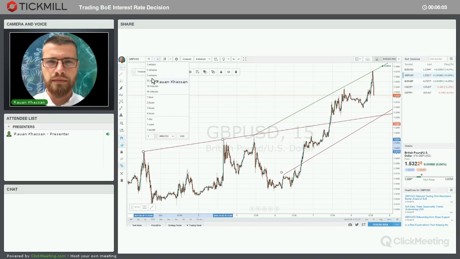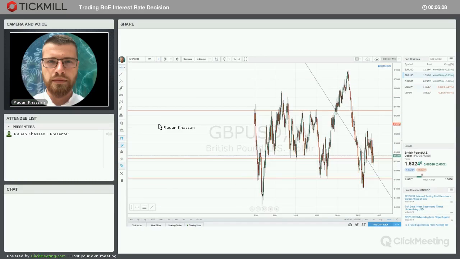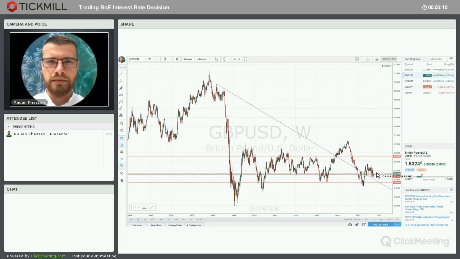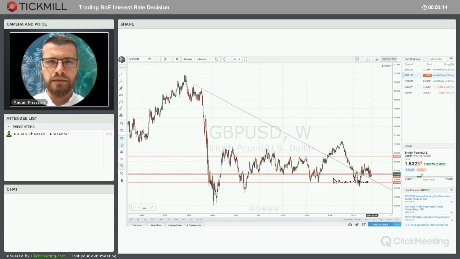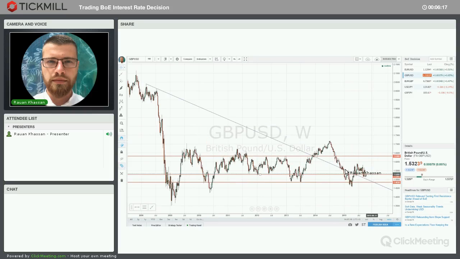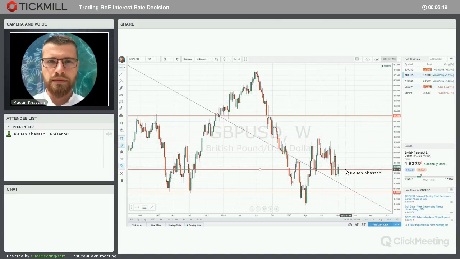Let's see how the pair looks on bigger time frames. On the weekly chart, we have the 1.5267 static support level, which holds the mentioned short target of 1.5285-1.5290 and keeps additional support for the current pair.